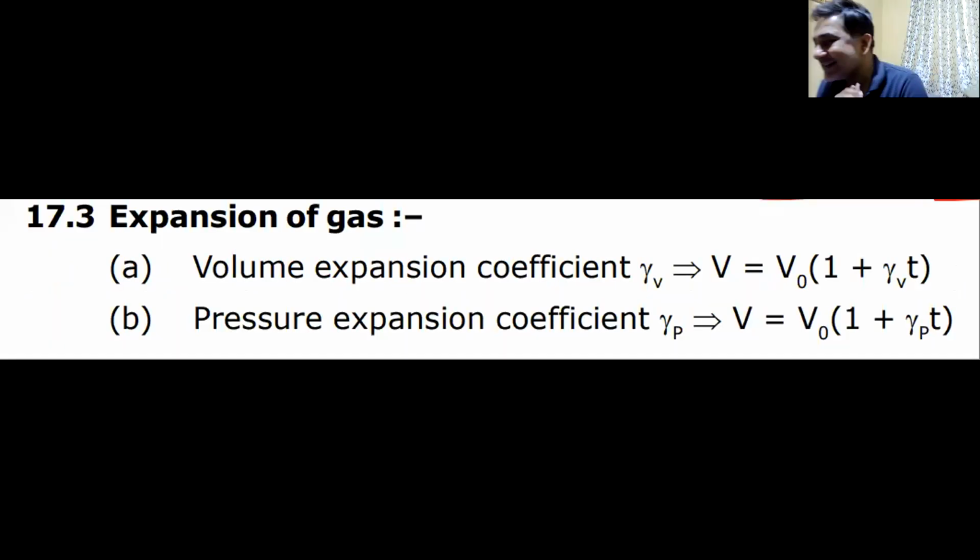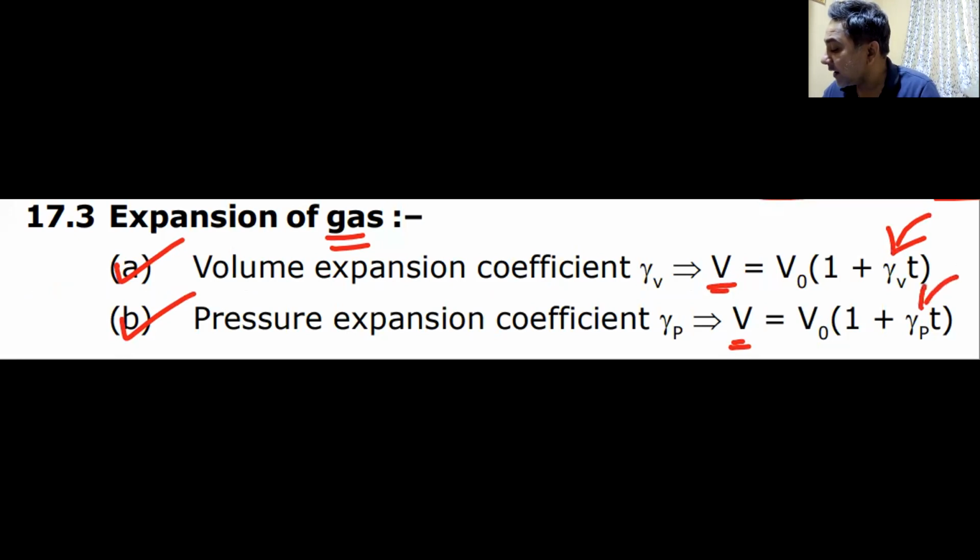Then comes the last thing of this expansion, which is the expansion of a gas. Now remember, a gas has two coefficients of expansion. One is known as the volume expansion coefficient. The other one is known as the pressure expansion coefficient. The formula is the same. The only thing is, in case of volume expansion it is gamma V, and in case of pressure expansion it is gamma P.